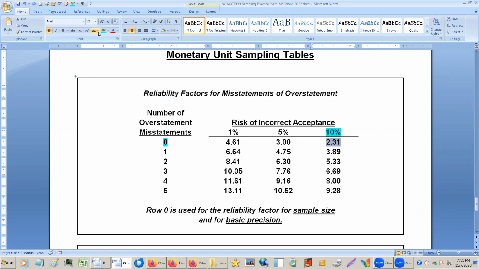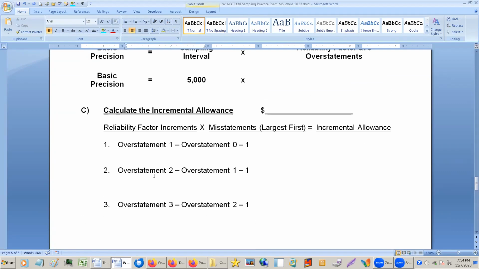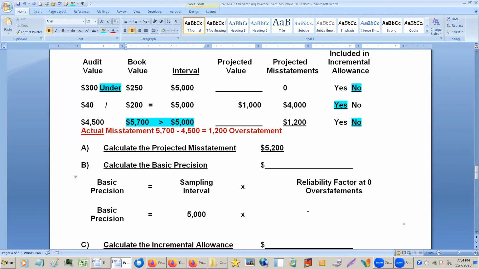And the reason we're using the row 0 is that the basic precision is for... look how much space I gave us for this. Okay, the basic precision is if there aren't any errors that you find, if you don't find any misstatements, it's still possible this could be off. It's a sample. So that's what this basic precision is. It says, okay, even if you don't find anything wrong, again, we're taking a sample, so it could be off by a certain amount. That's why we use the 0 row.